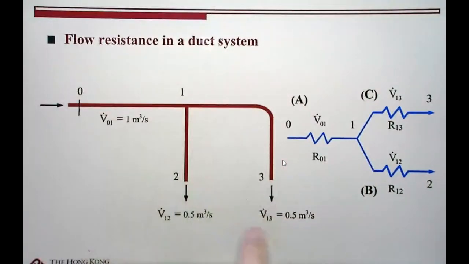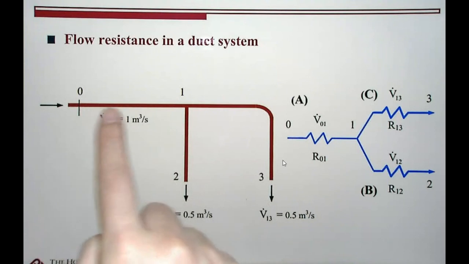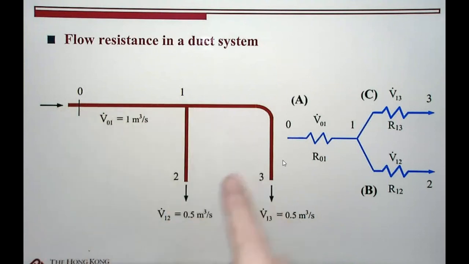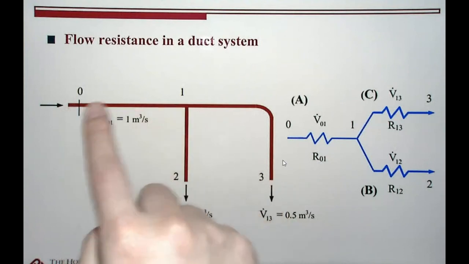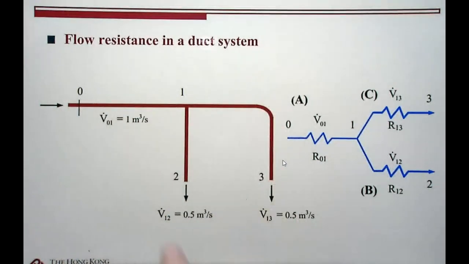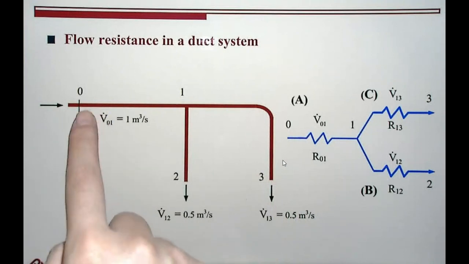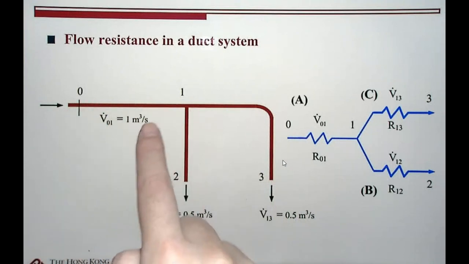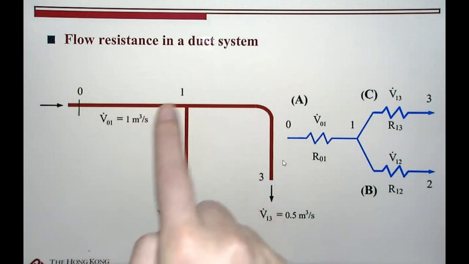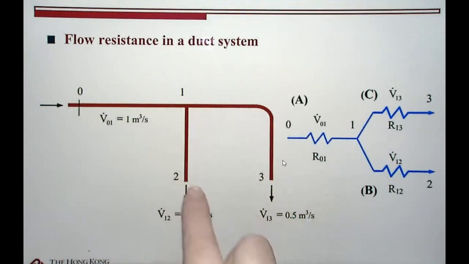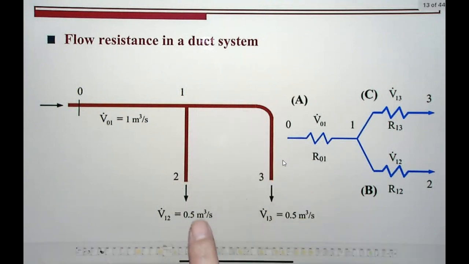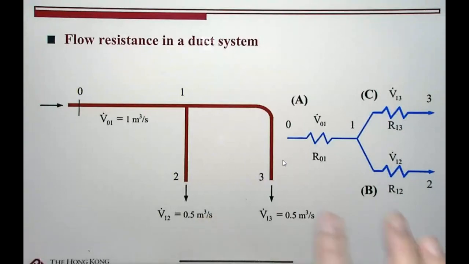So in this duct, this is actually a very normal design. We can see a duct section from 0 to 1 as a primary duct or main duct, and then it separates into two smaller ducts. The total volumetric flow rate of the main duct is 1 cubic meter per second, and then it's distributed to two separate duct sections with 0.5 cubic meter per second for each duct section.